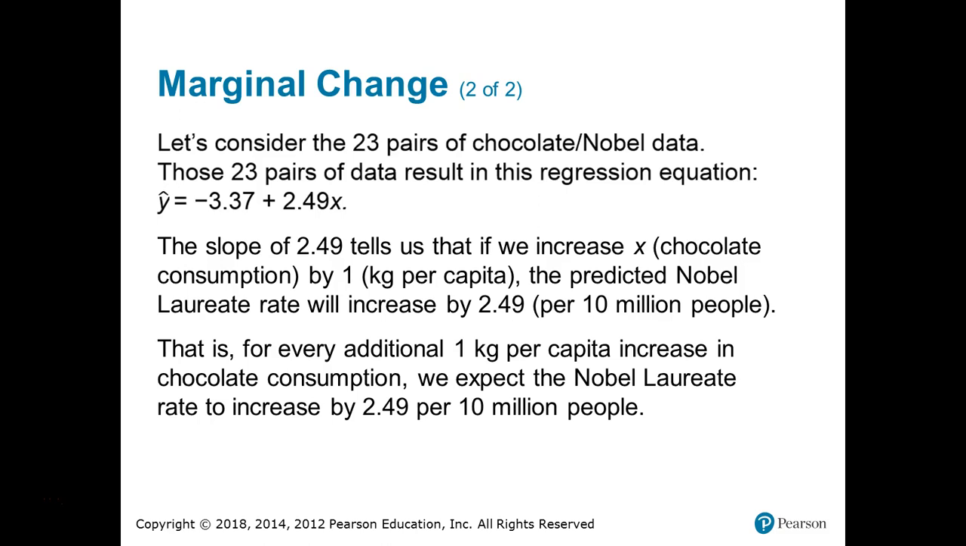If you buy 1 drink, you spend $15. If you buy 2 drinks, it's $20. So each time x goes up by 1, y goes up by 5, because it's the 5 that's in front of the x. 5 is my slope. So the slope is going to tell you what your marginal change is.